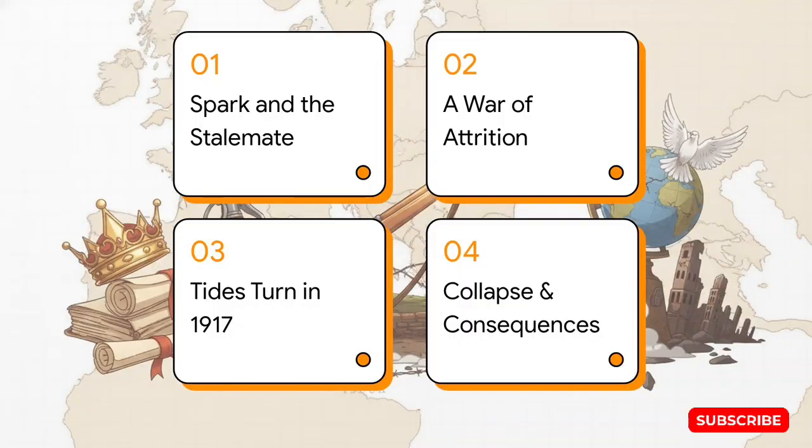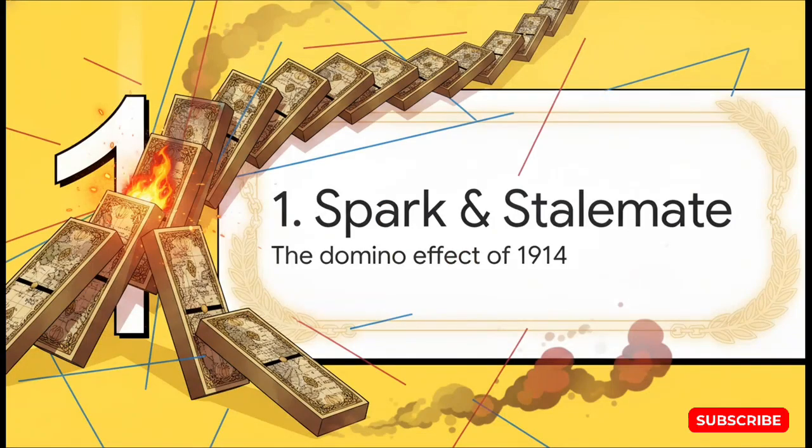So, here's our roadmap for today's explainer. We'll start with the spark and the stalemate, move into a brutal war of attrition, see how the tides turn in 1917, and finally look at the collapse and consequences. Let's dive right into part 1, Spark and the Stalemate.